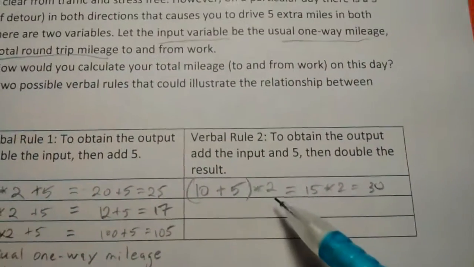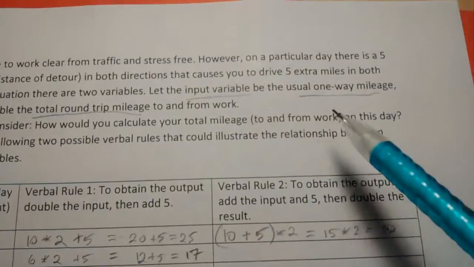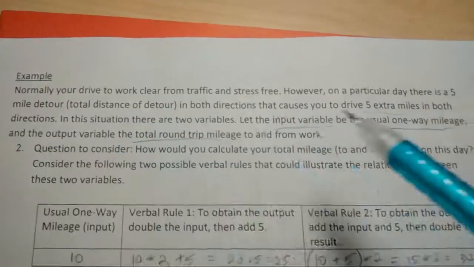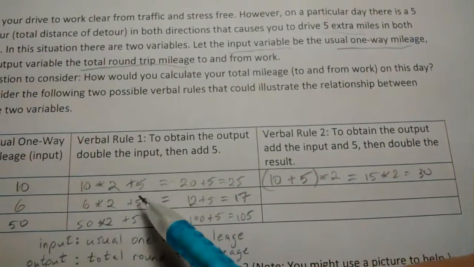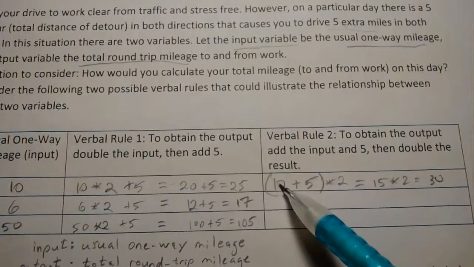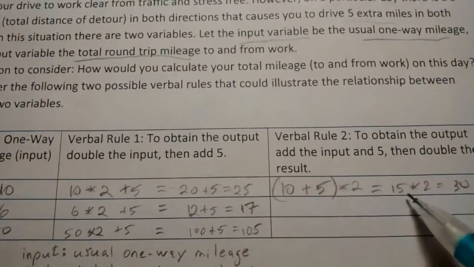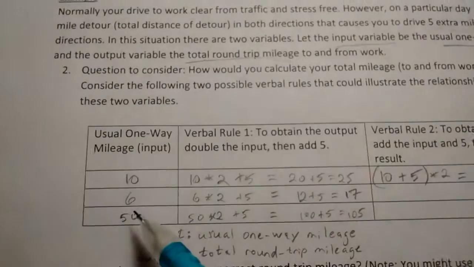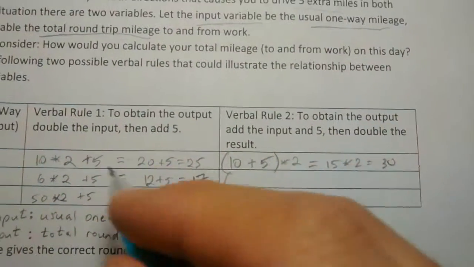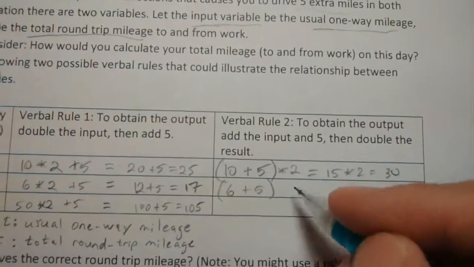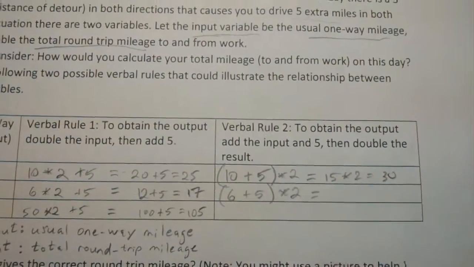So the question is, which one's right? Well, hopefully you can see that this 5 extra miles is occurring in both directions. In other words, you don't just add 5 once, you add it twice here, and so you have to add it to your usual one-way mileage and then multiply by 2. So I'll give it to you here. This one's actually the right one. Let's say you live 6 miles away and you have to add that detour, but then it's both ways, so that's why we multiply by 2.